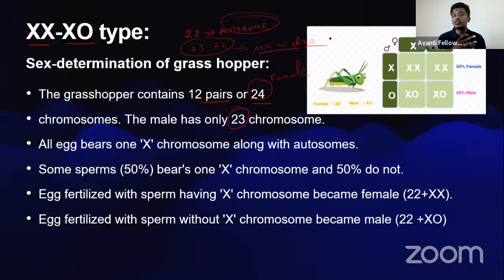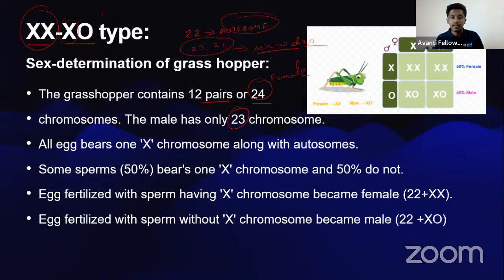So in females, there is a pair of chromosomes that are called sex chromosomes, and those are nothing but XX. This XX is the sex chromosome pair. Whereas the male has only one sex chromosome and the other chromosome is absent. O represents that there is nothing.